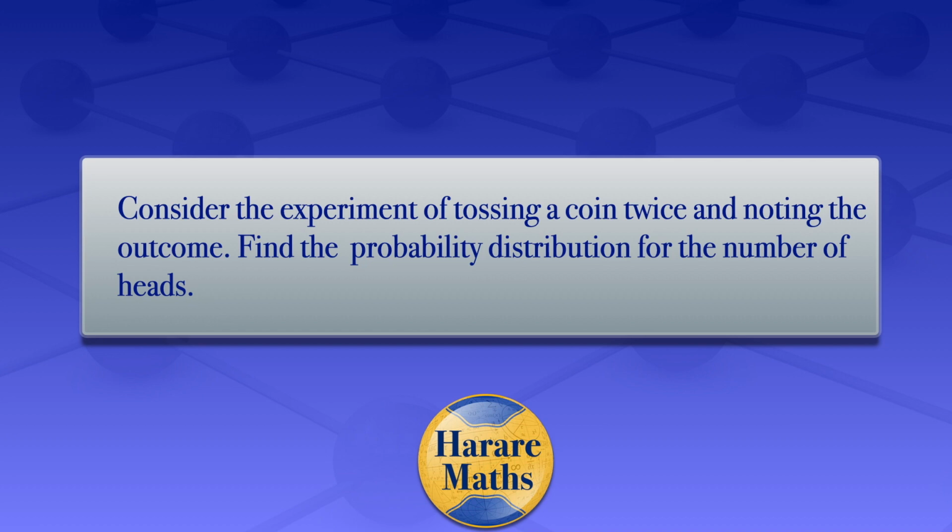Consider the experiment of tossing a coin twice and noting the outcome. In this tutorial, I'm going to find the probability distribution for the number of heads.